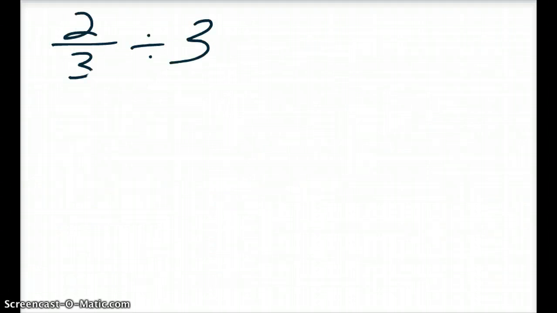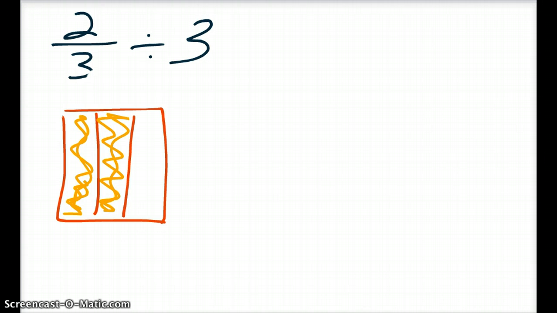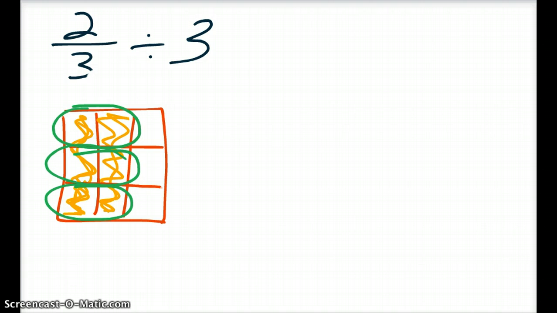Sorry. So what you have is I'm going to take 2/3 of something, and I'm going to use a rectangle to show my 2/3. Okay, so I've got 1/3 and 2/3. And I'm dividing that by 3. So I'm going to split that. Each of the 3 gets a share. So here's 1 person, here's 2, and here is the 3rd.